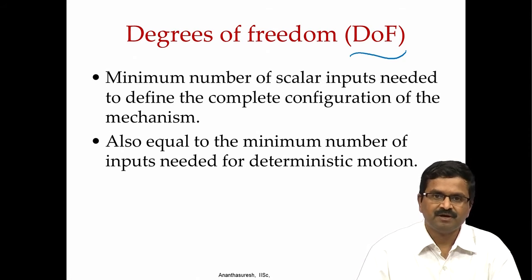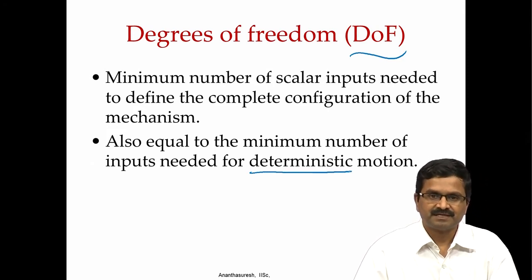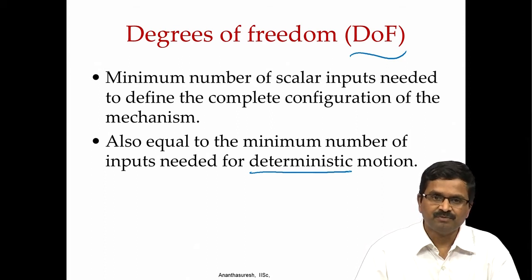That is, if you have a mechanism and you give so many inputs, these inputs can be thought of as actuation. So, degrees of freedom also gives you the minimum number of actuations or inputs needed for deterministic motion. The word deterministic is important here because that is exactly what we want mechanisms to have. There is no random motion. If you give as many actuations as the number of degrees of freedom, then you know the position, velocity and acceleration of every member in the mechanism. This is what we learned for rigid body mechanisms or rigid body linkages.